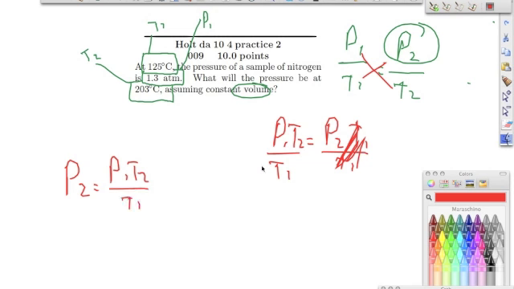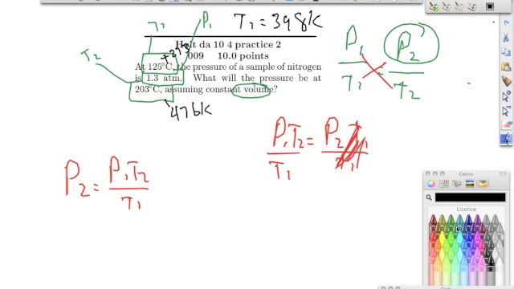Now one thing that we have to make sure that we do here is we convert our temperatures into Kelvin, because we can't do any math unless it's in Kelvin. So all we do is we add 273 to them. So our initial temperature, our T1, after we add 273 to it, is going to be 398 Kelvin. And when we add 273 to our 203, we will get a temperature of 476 Kelvin.